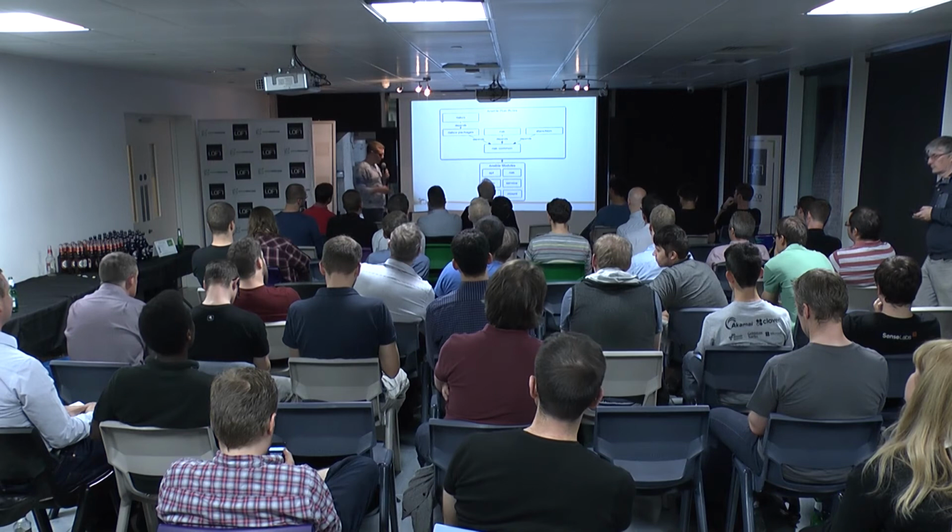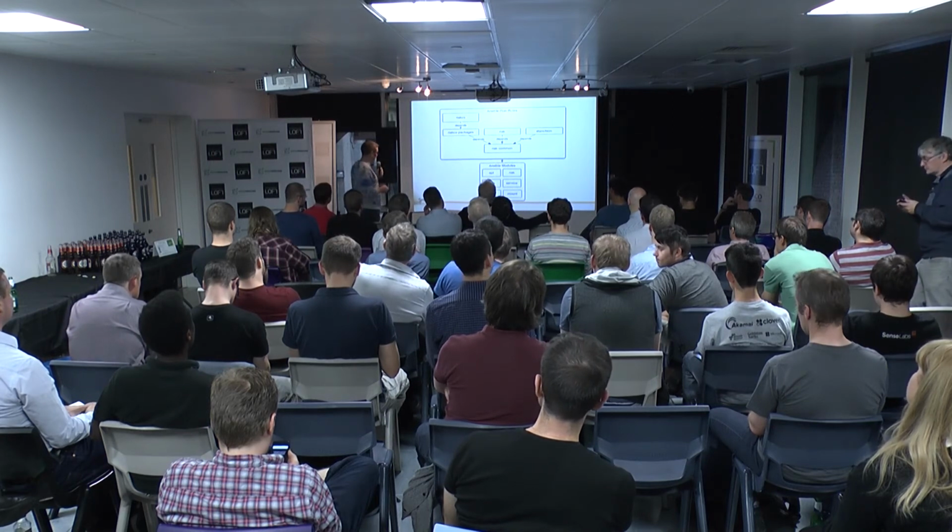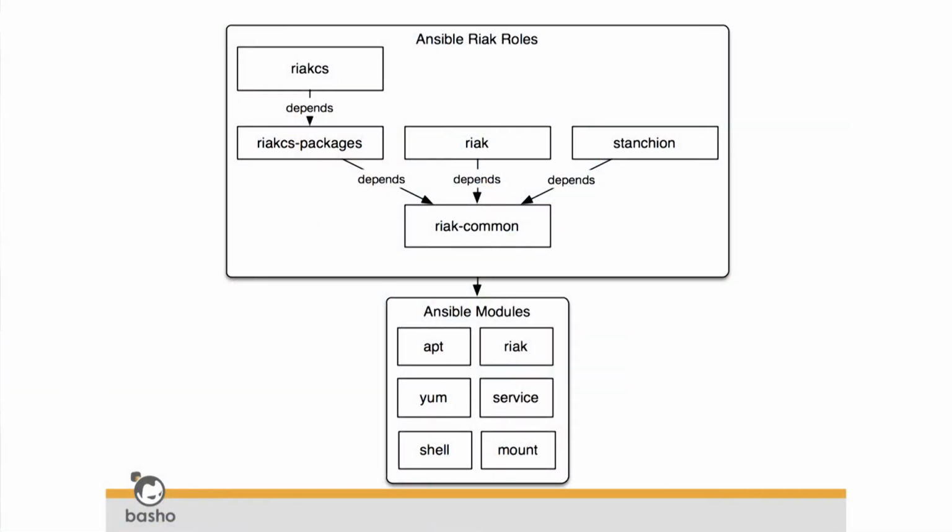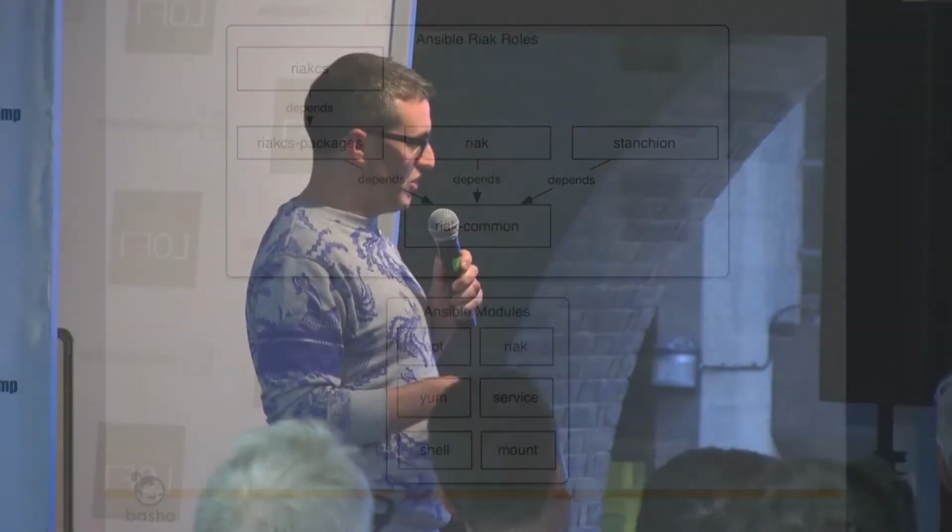So this is the basic structure of how they're set up. We've got a bunch of roles which are up on GitHub. So there's Riak, Riak CS, Riak CS packages, Riak Stanchion, and Riak common. And they'll provision an entire cluster for you. They make use of a bunch of Ansible modules as well, so that's just base functionality baked directly into the Ansible product. There's one for apt, yum, shell, service, mounting directories, you name it. There are umpteen modules and growing.